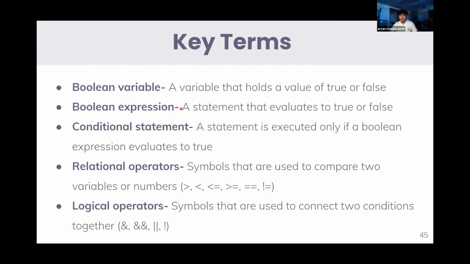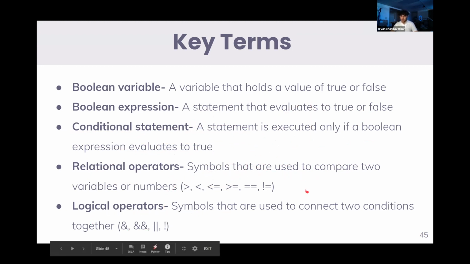A Boolean variable is a variable that holds a value of true or false. Now, a Boolean expression, that's something that you guys had a little trouble with. That's just a statement that evaluates true or false. So it's anything that's inside the if statements. Then we have a conditional statement. You guys got that one right. The if, else, and else if. Relational operators compare two variables and numbers. And then logical operators connect two conditions together.